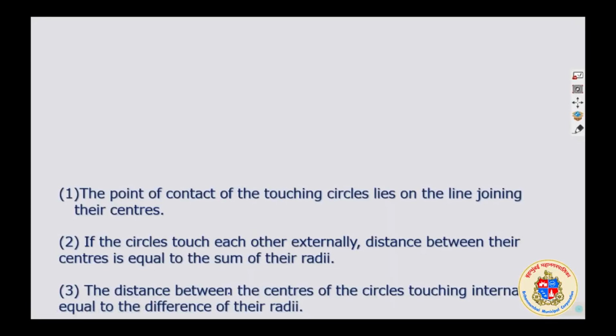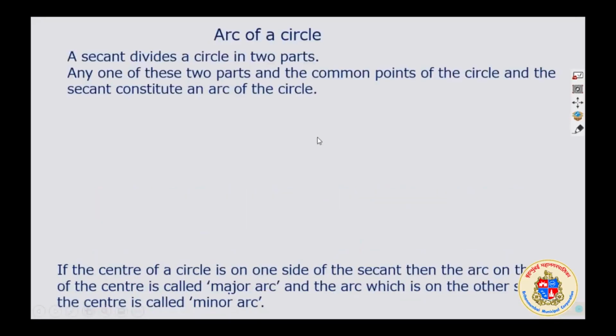This is what I said. When it is externally, you will find the sum as their distance, and if the circles are touching internally, the difference of their radii will be the distance between the centers. Now the next concept you have to learn is about arc of a circle.